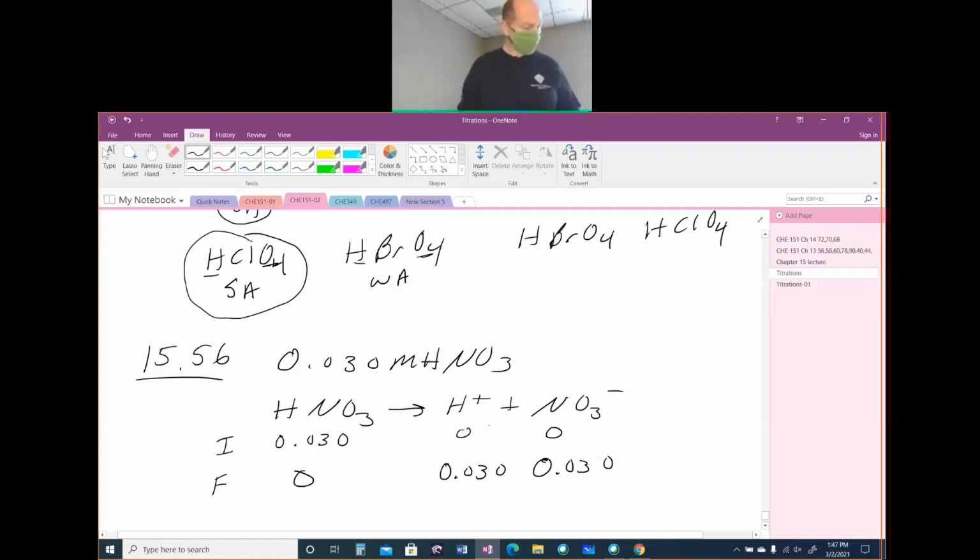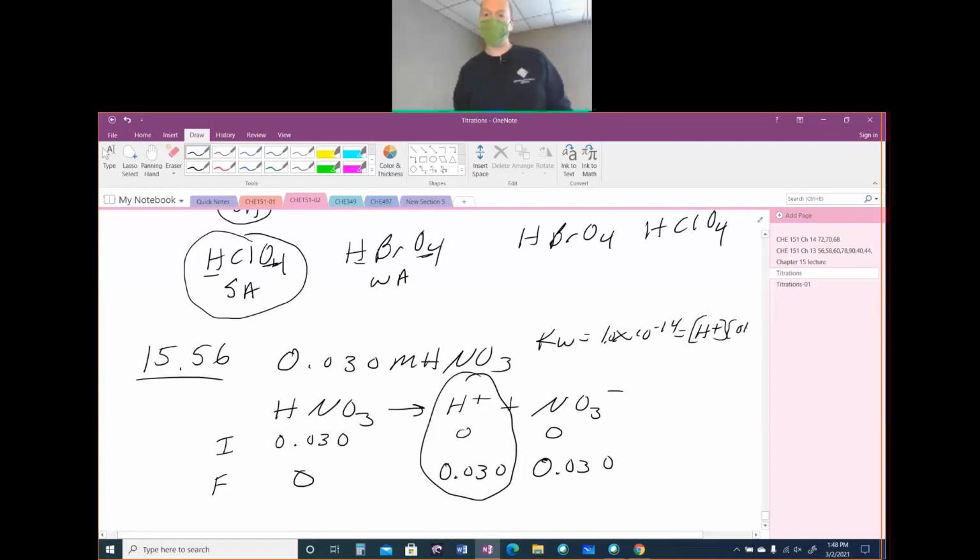And so this is 0.030, this is 0.030. And so in 56, it says you have a 0.030 molar HNO3. What is the hydronium ion concentration? Well, there it is. It is 0.030 H plus. And H plus is the same as H3O plus. What is the hydroxide? Well, we know Kw is a constant, 1.0 times 10 to the minus 14, and that is my H plus concentration times my OH minus concentration.